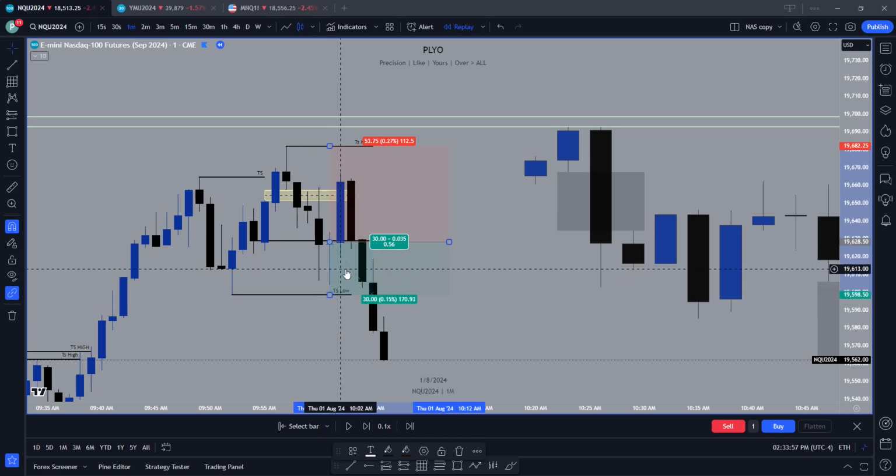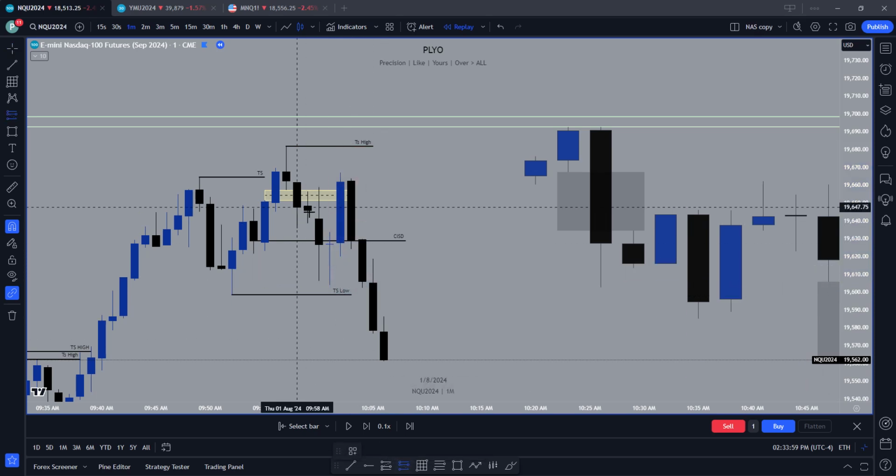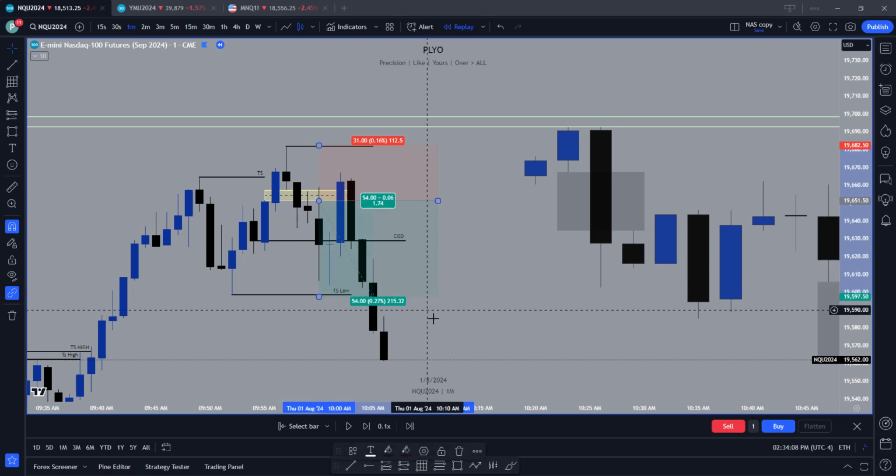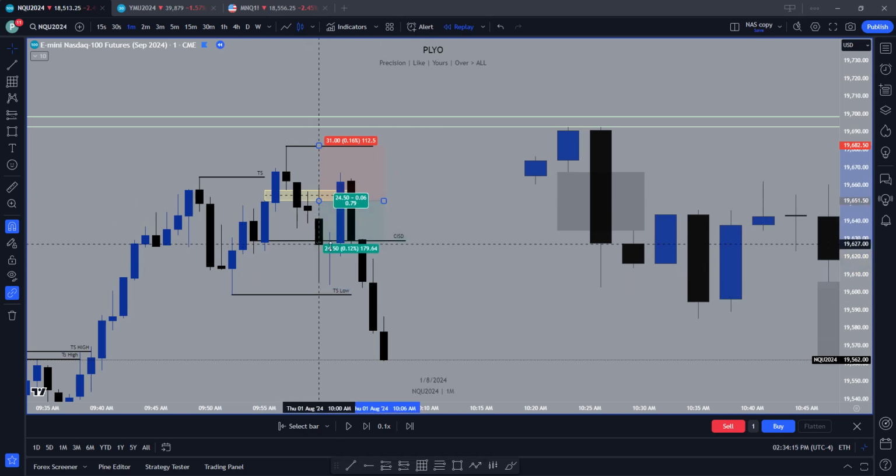That's not ideal. Your best entry in this case would have been this inverse with a stop up here for 30 points, targeting the soup low for 54. Okay, that's still positive risk to reward, and maybe you move your stop to break even once we get the CISD. Right? It's up to you.